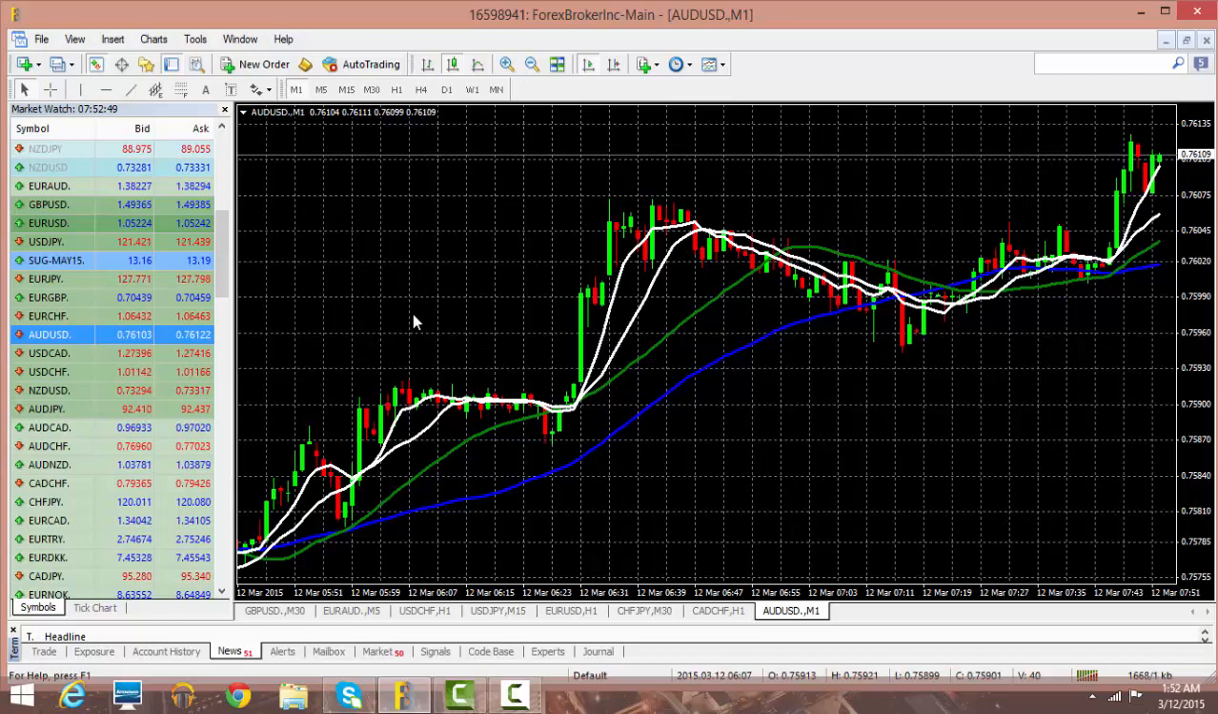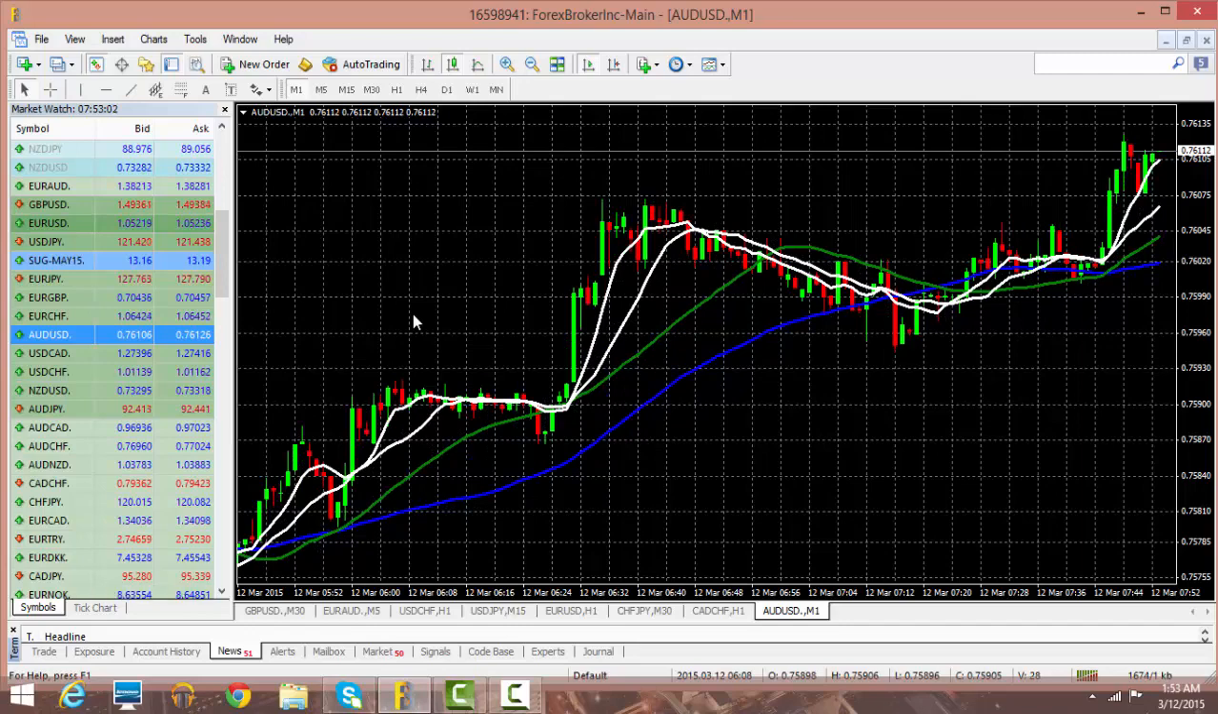In this particular trade right here, this is the Australian dollar versus the U.S. dollar. It's about 1:52 in the morning, so the U.S. session is closed right now. The U.S. dollar session has its highest volume between 9 a.m. and 5 p.m. Eastern Standard Time. And as you can tell right now, it is well after that time.